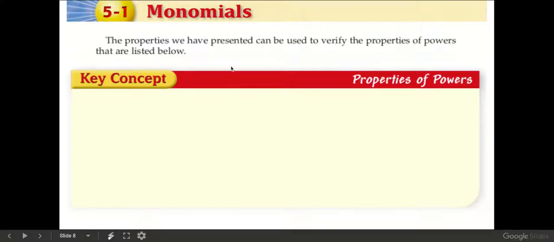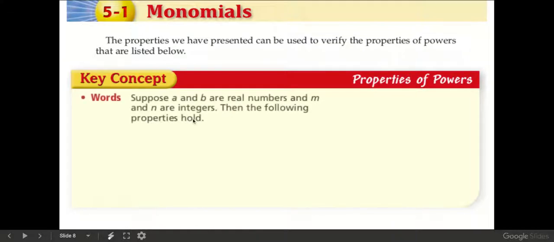So the properties we have presented can be used to verify the properties of powers that are listed below. So again, we're going to suppose that a and b are real numbers and m and n are integers. So if I had any base and I have a power to a power, I could basically multiply those exponents together. So again, if I had a to the 2nd power to the 3rd power, this is the power to power rule, that would just give me a to the 6th, because a squared times a squared times a squared, adding the exponents would give me a to the 6th.